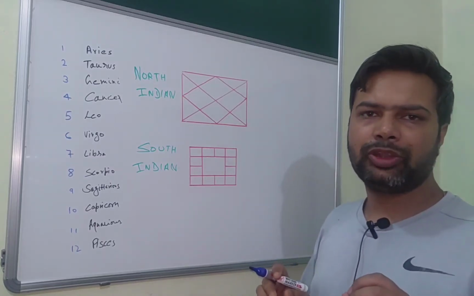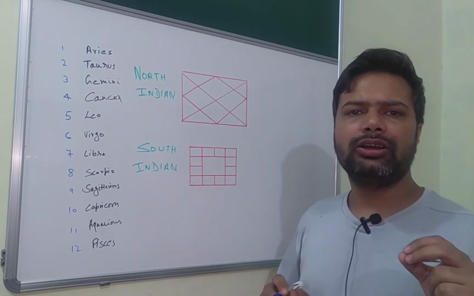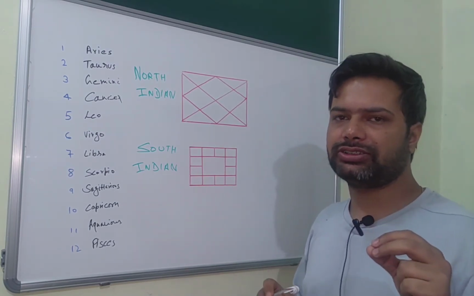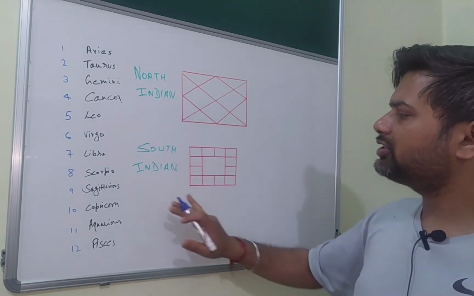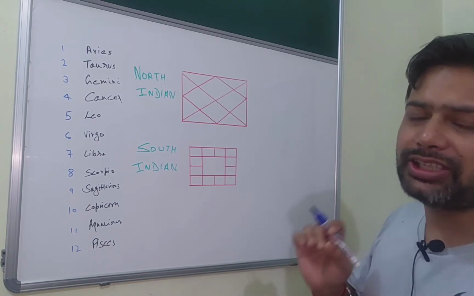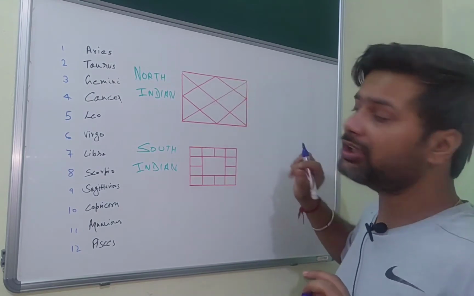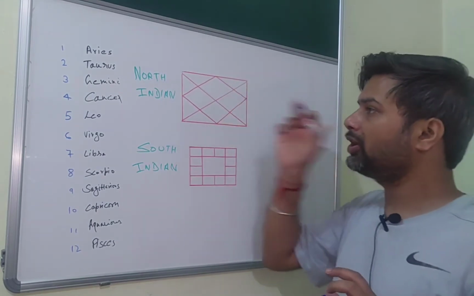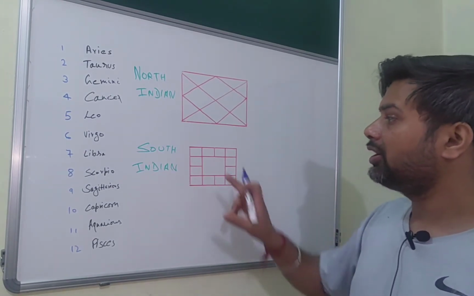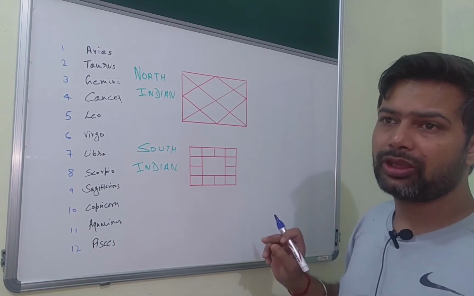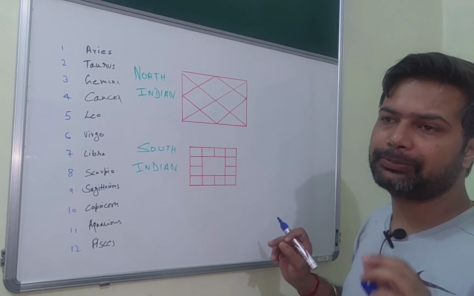Now today we will talk about different types of charts used in India. In India, we use different charts in different regions. But the main charts that we use are the North Indian chart and the South Indian chart. The difference between them is that in the North Indian chart, houses are fixed and Rasis keep changing. While in the South Indian chart, Rasis are fixed, but the house and the Lagna keep changing.